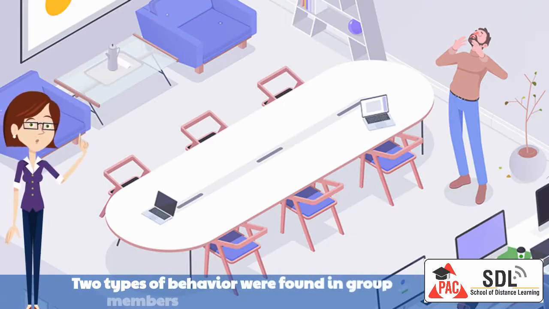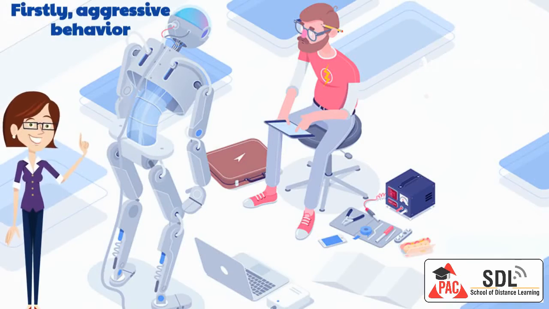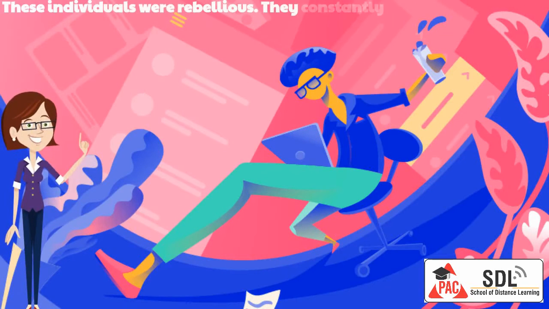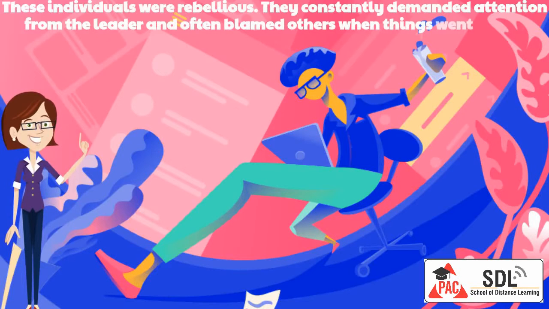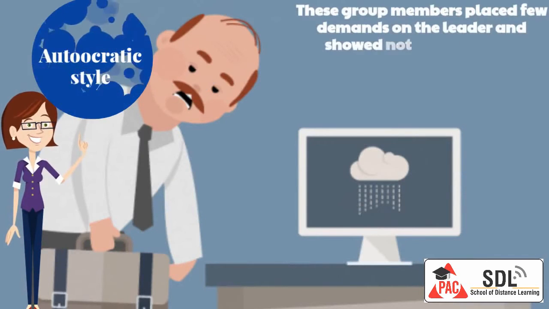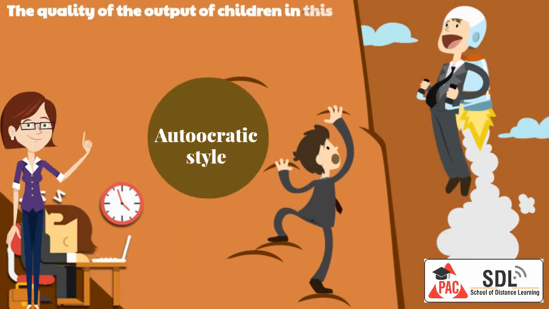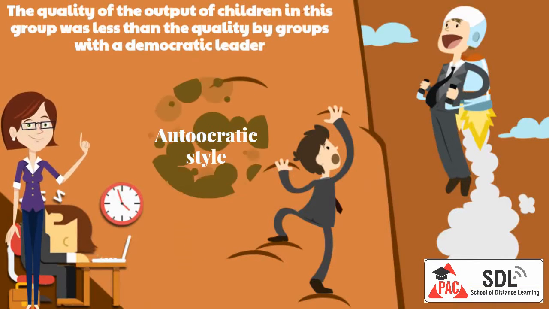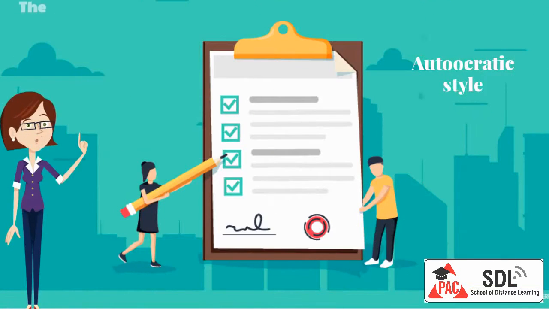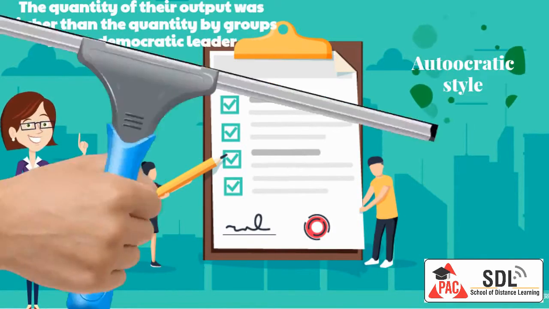Two types of behavior were found in group members with autocratic leaders. Firstly, aggressive behavior. These individuals were rebellious. They constantly demanded attention from the leader and often blamed others when things went wrong. Secondly, apathetic behavior. These group members placed few demands on the leader and showed not much interest. The quality of the output of children in this group was less than the quality by groups with a democratic leader. The quantity of their output was higher than the quantity by groups with a democratic leader.